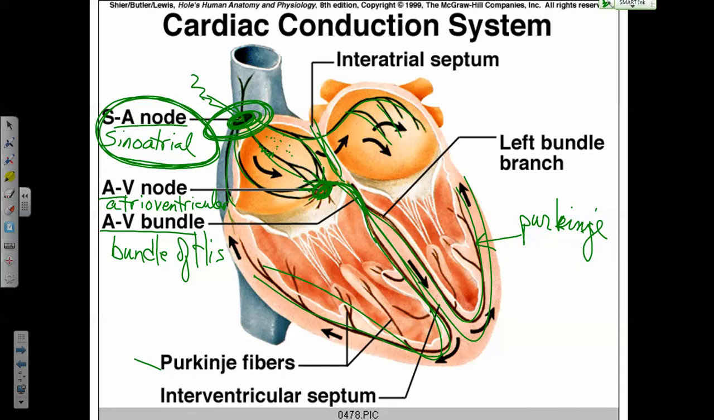You hear about a pacemaker in the heart? For most people, the SA node acts as the pacemaker. Every time it fires, it initiates a cardiac cycle. And however many cardiac cycles you have in a minute is your heart rate. Okay?